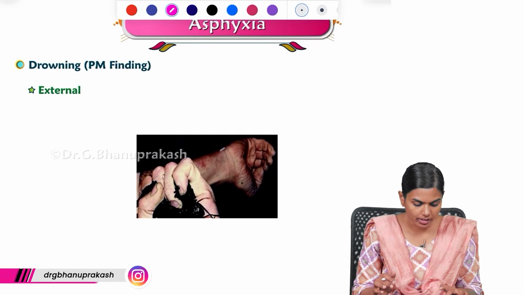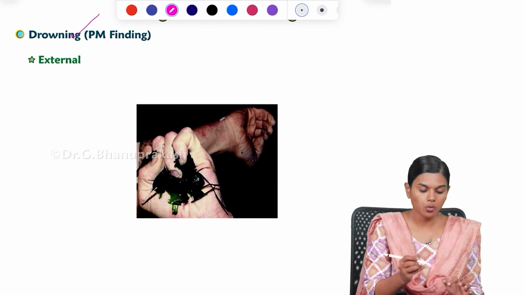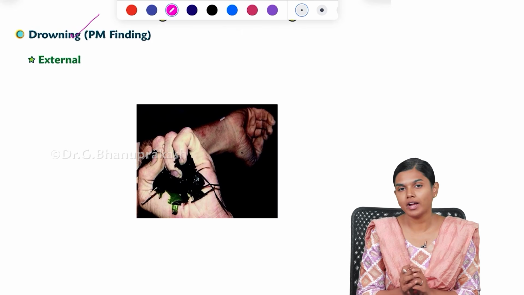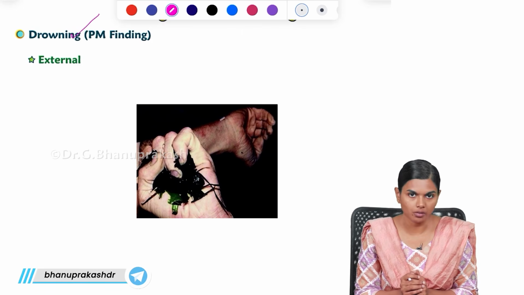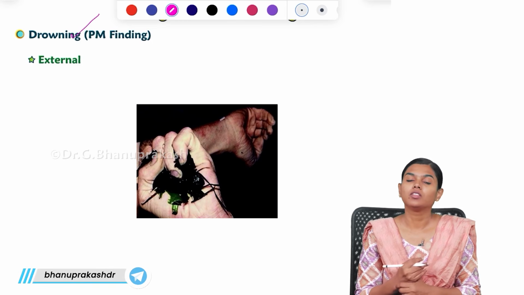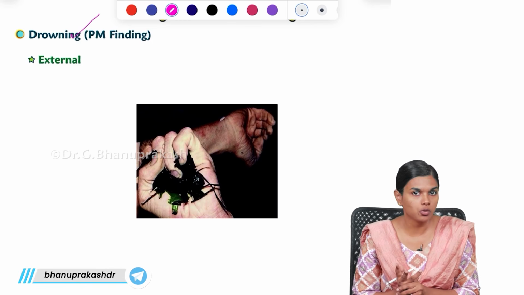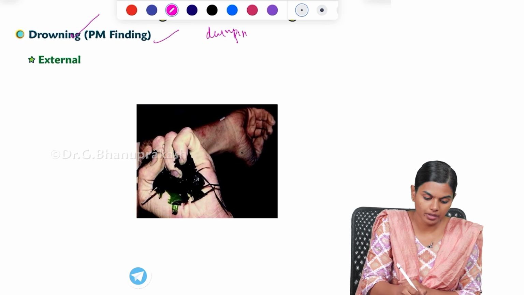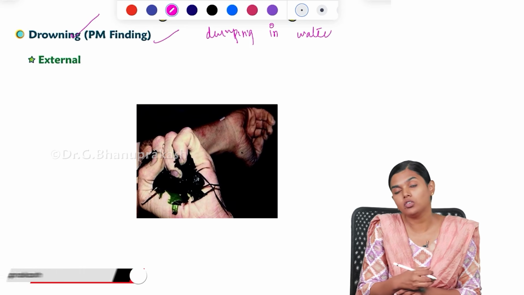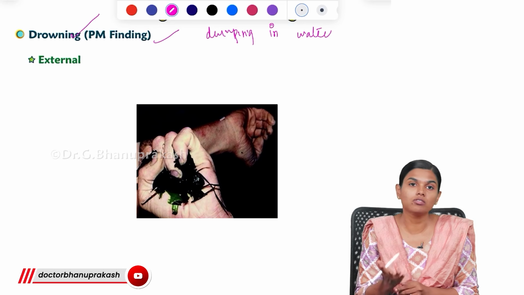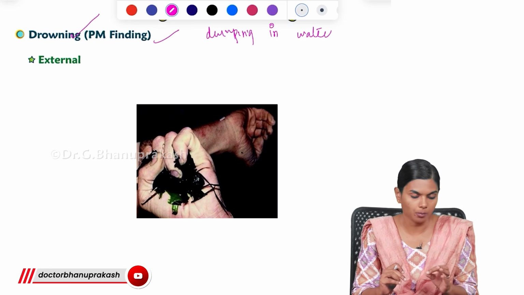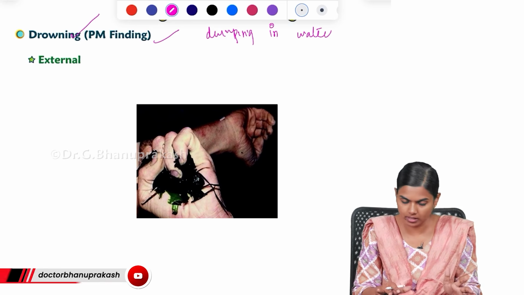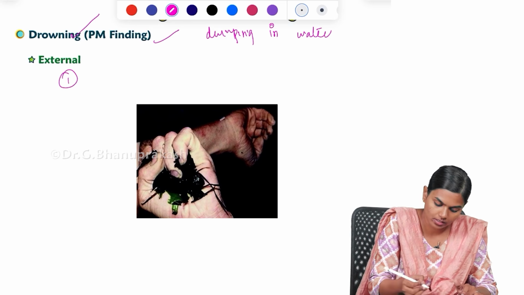And now, next we are going to see the post-mortem findings. Post-mortem findings in case of drowning are very important. Why I am saying that is the most common way people used to dispose of a body is by dumping it in water. So, you have to identify whether it is a case of antemortem drowning or post-mortem drowning. This is very important, and starting with the external features, we will first see this.